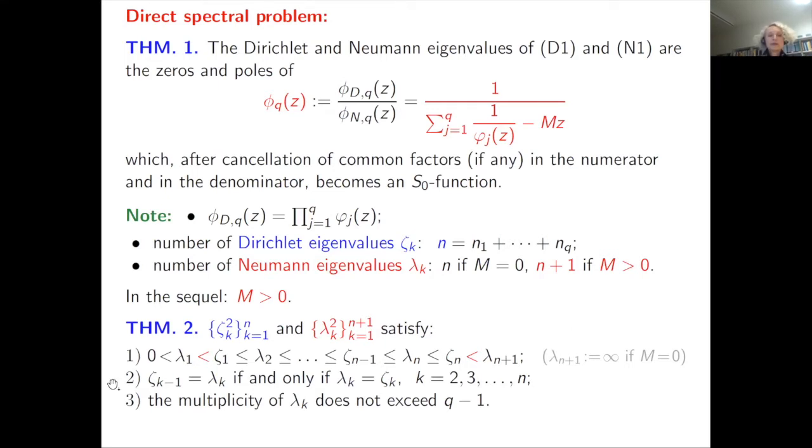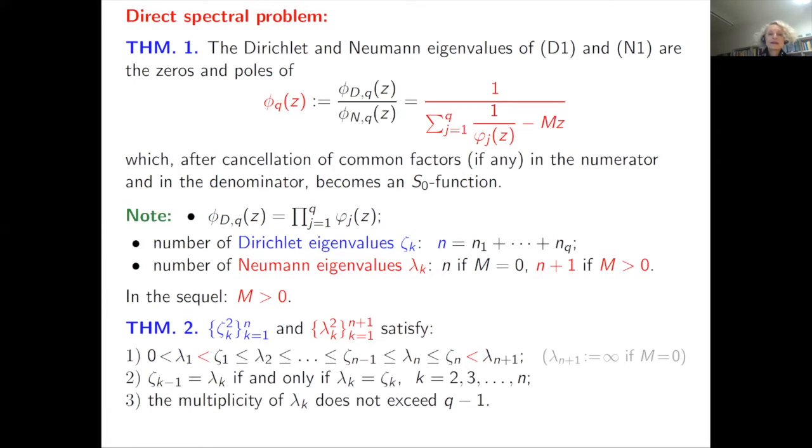Now, the second property: a Neumann eigenvalue lambda_k is equal to the previous zeta_{k-1} if and only if it is also equal to the next larger Dirichlet eigenvalue, for all k from 2 to n. Then the multiplicity of each lambda_k cannot exceed q minus 1.